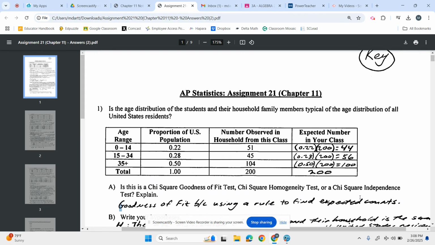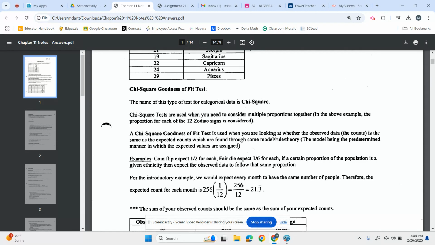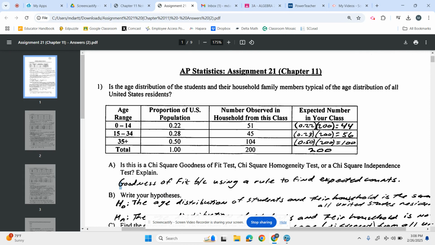All right, well, in this case, if I'm trying to decide, for example, if it is goodness of fit, we typically want to have some kind of model or rule or theory to follow. And in this case, they actually give us the rule. They give us the model. They say that 22%, 28%, 50% lie within these age ranges. So that right there is what's going to make it a goodness of fit test. There's a rule or a model to follow, and that's this over here.